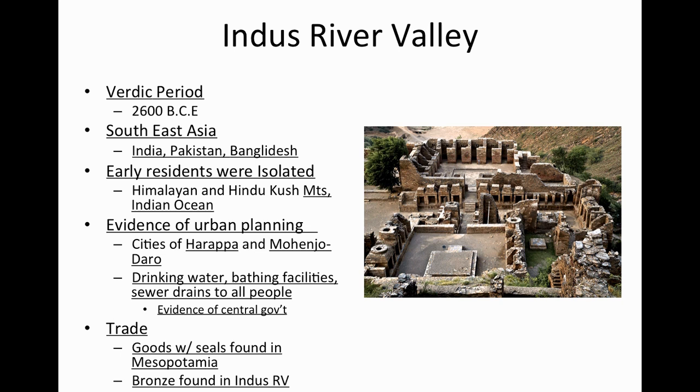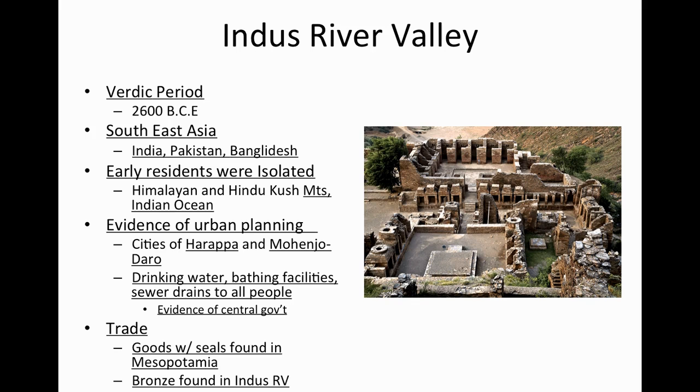So remember, early residents of India were very isolated. They were surrounded by the Himalayan and Hindu Kush mountains and the Indian Ocean. As time would go on, migrants from Europe would come to this region and they would mix with local indigenous people.